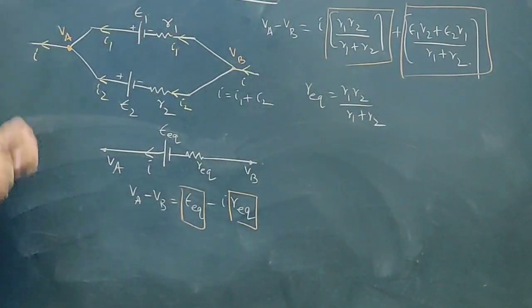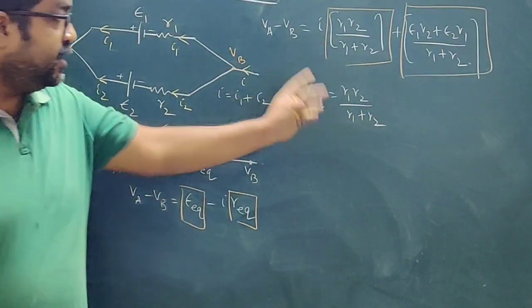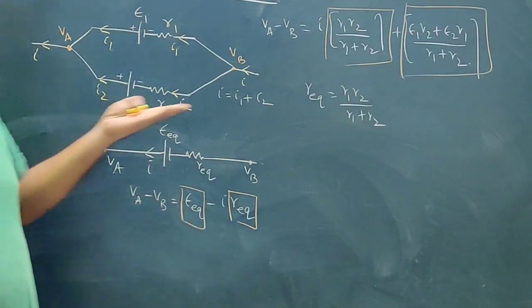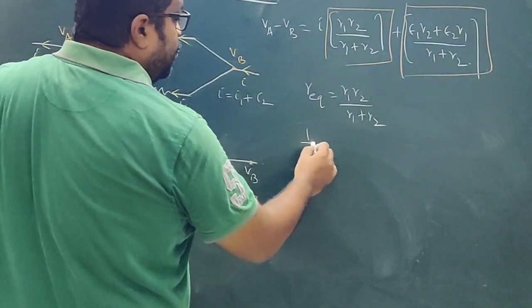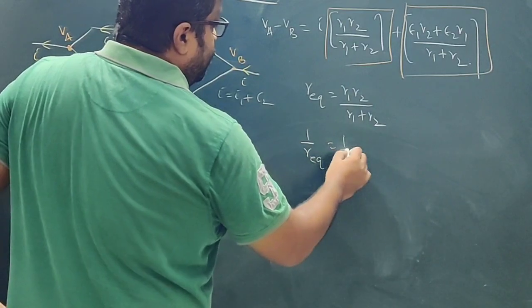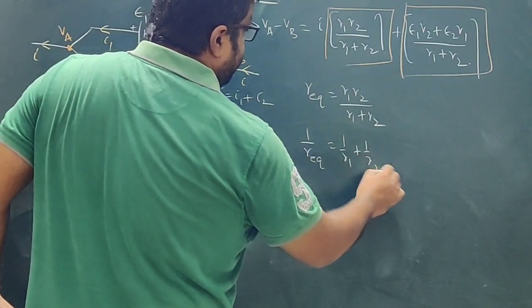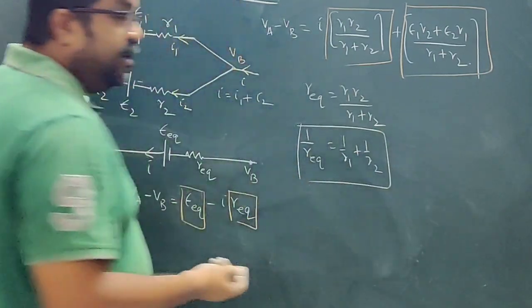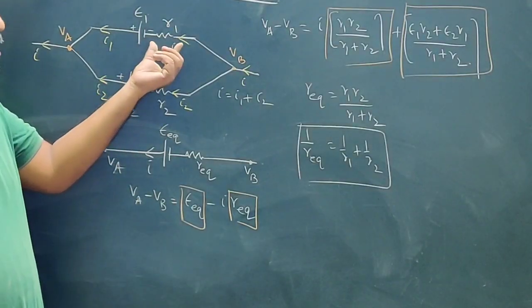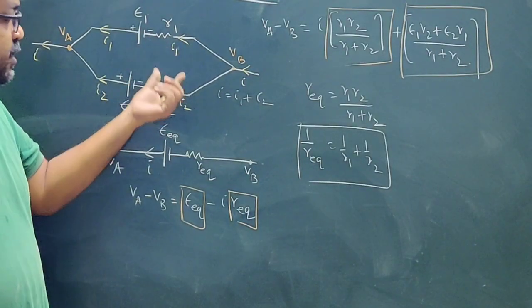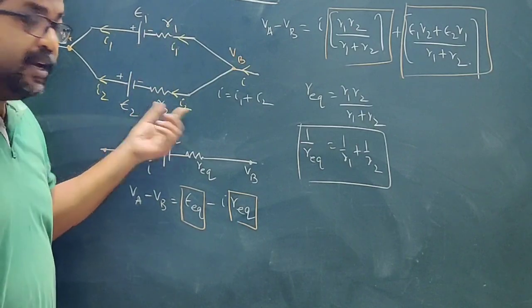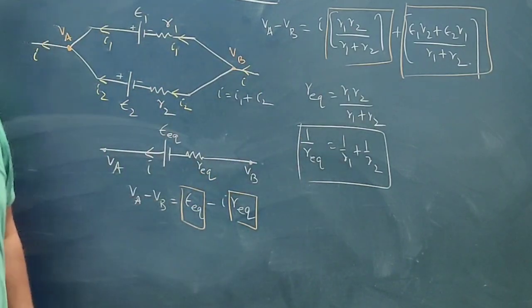Okay. Now see, we have burned so much of calories to find this equation. But actually this was known, because see, what is this? This is 1 by R equivalent. It is equal to 1 by R1 plus 1 by R2. And it has to be, because this is internal resistance R1, this is internal resistance R2. They are in parallel, so this is the equivalent internal resistance.